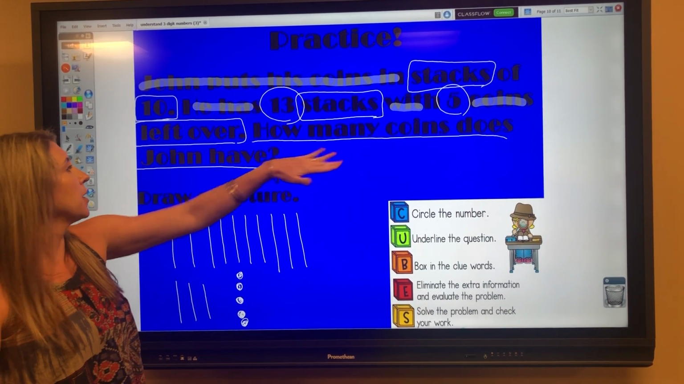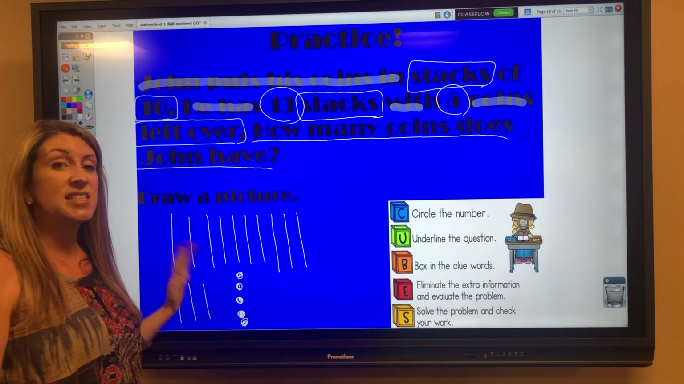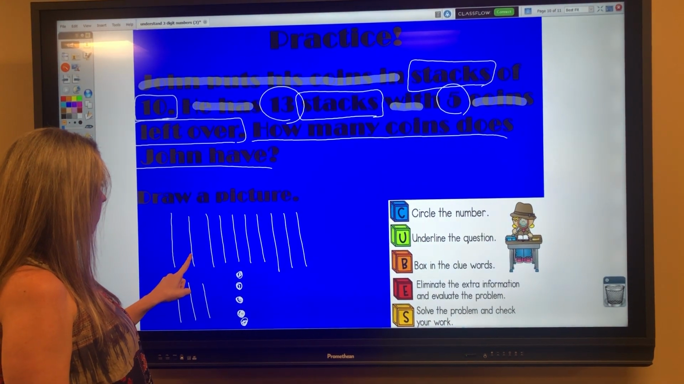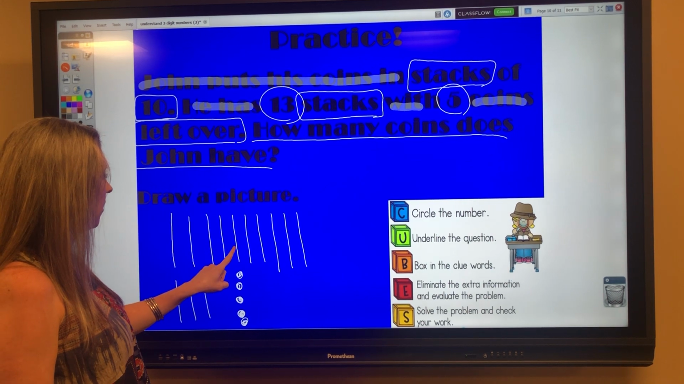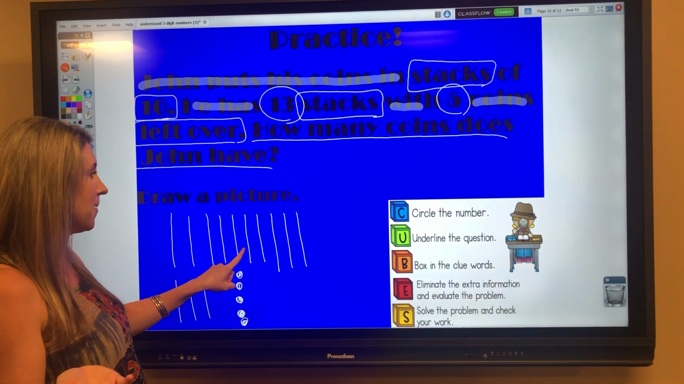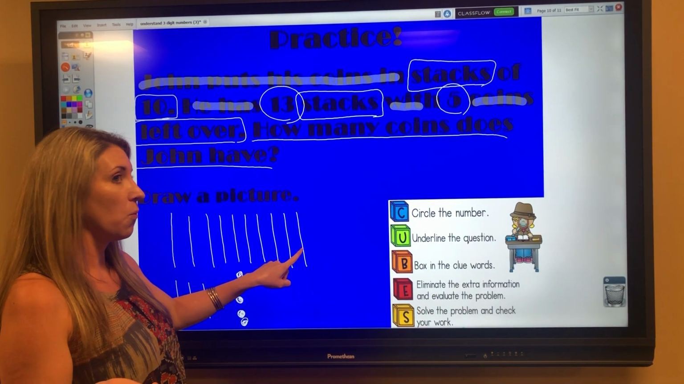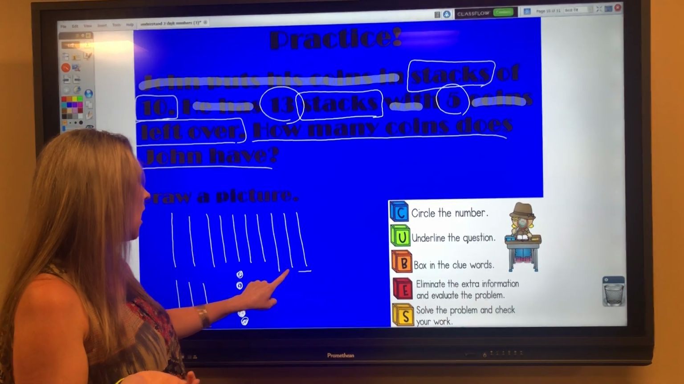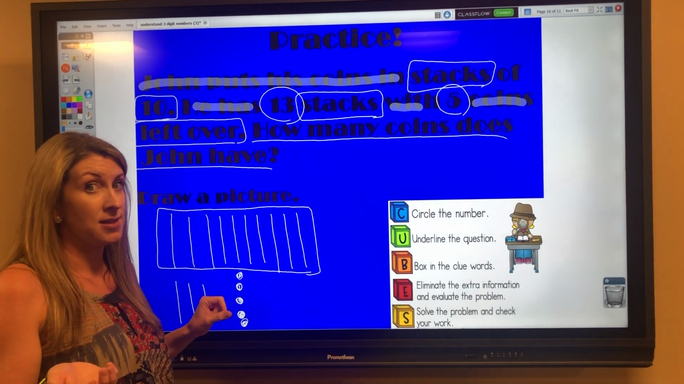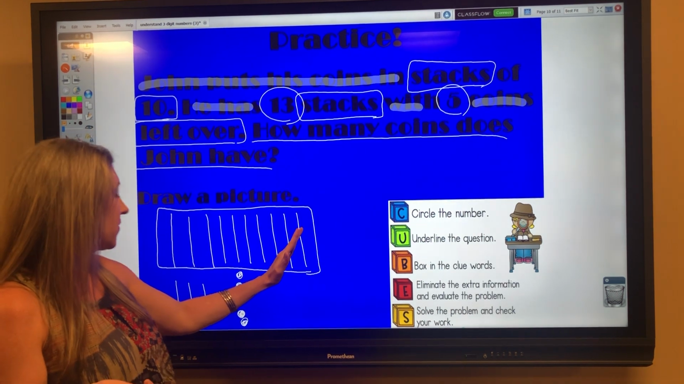Now we need to know how many coins he has altogether. Well, we know these are 10, so we can skip count by 10s to find out how much. 10, 20, 30, 40, 50, 60, and I hope that you're following along and doing this with me. 70, 80, 90, 100. Oh, that's a 100 flat. I'm going to go ahead and box that as my 100 flat. I just counted 10 10s to make 100. Let's continue.